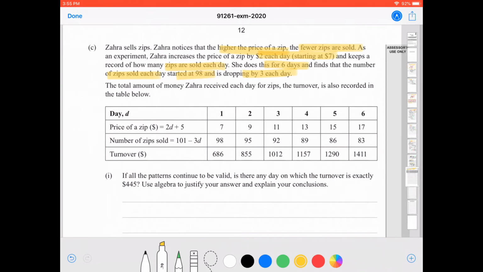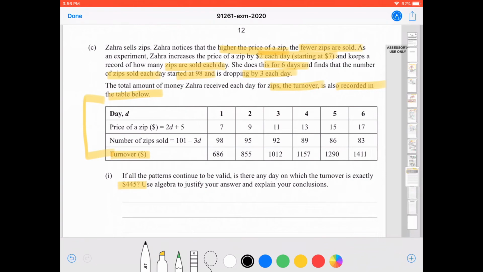The total amount of money Zara received each day for zips, the turnover, is also recorded in the table below. And we've got this table here. C1 asks, if all the patterns continue to be valid, is there any day on which the turnover is exactly $445? Use algebra to justify your answer and explain your conclusion. So our turnover is stated here, this third line. And what makes up the turnover? The turnover will be the price of a zip times the number of zips sold, okay?